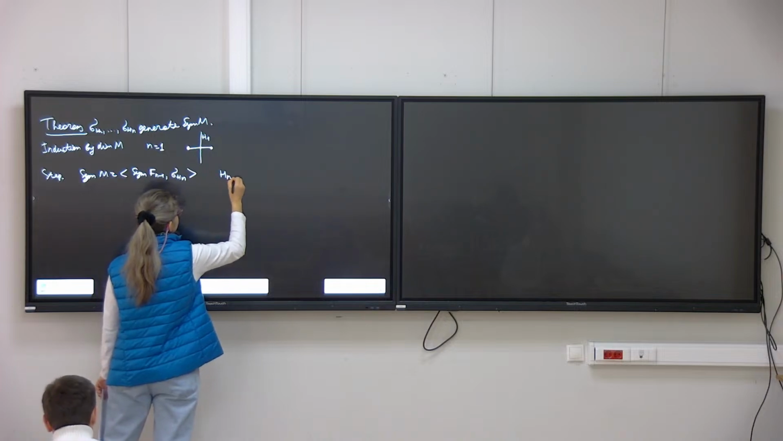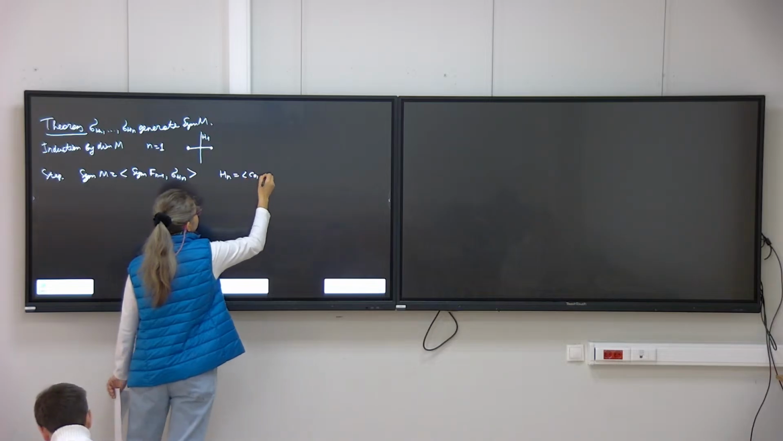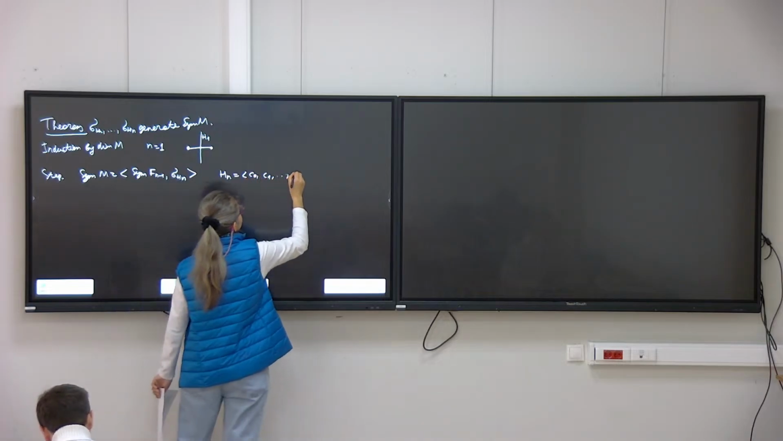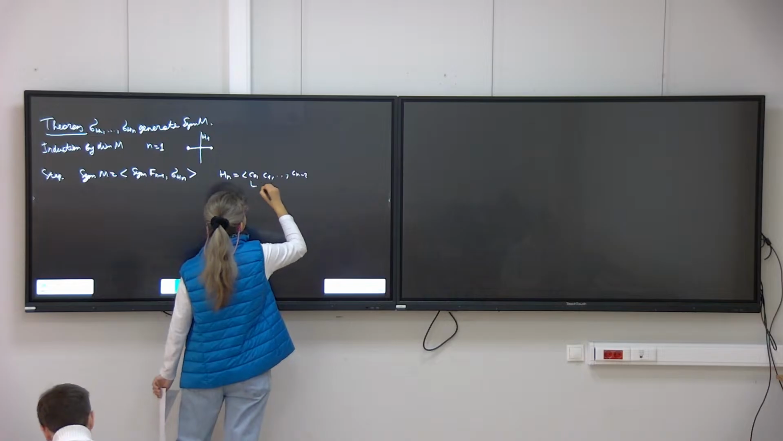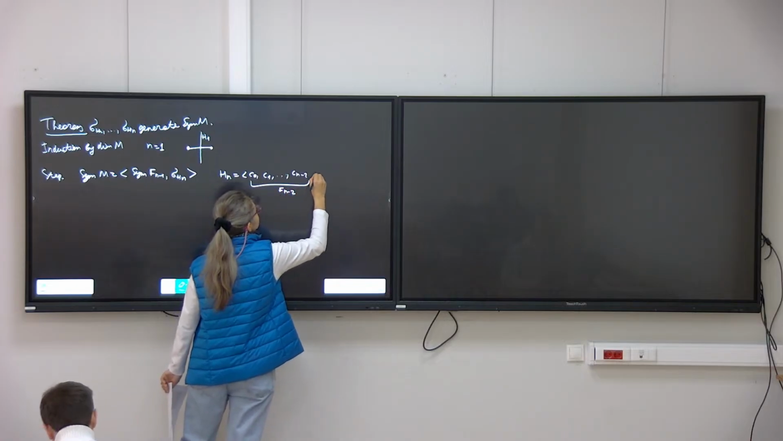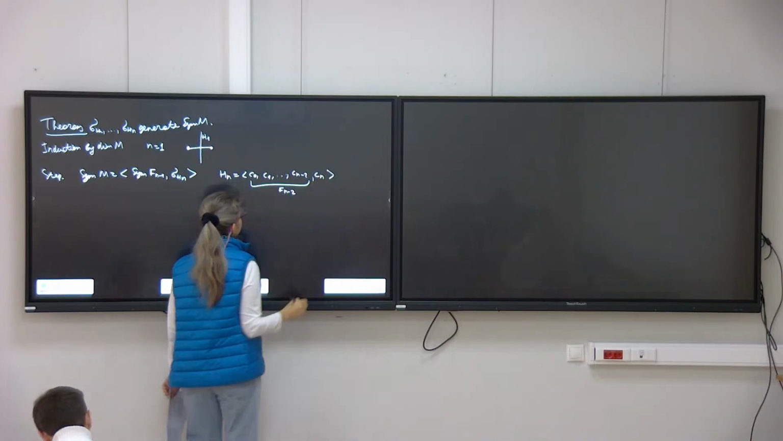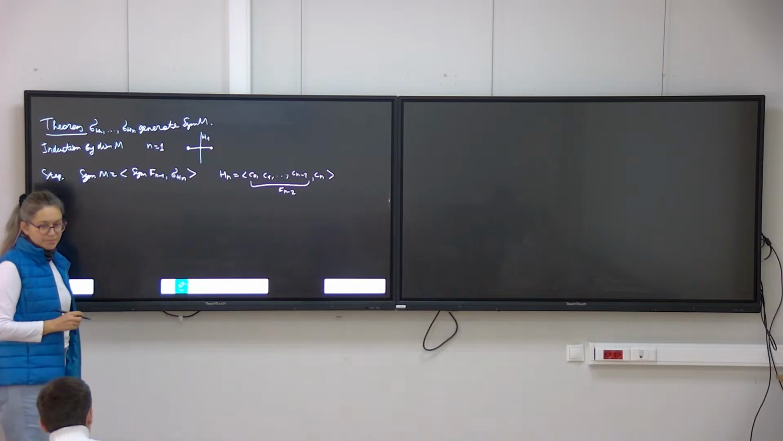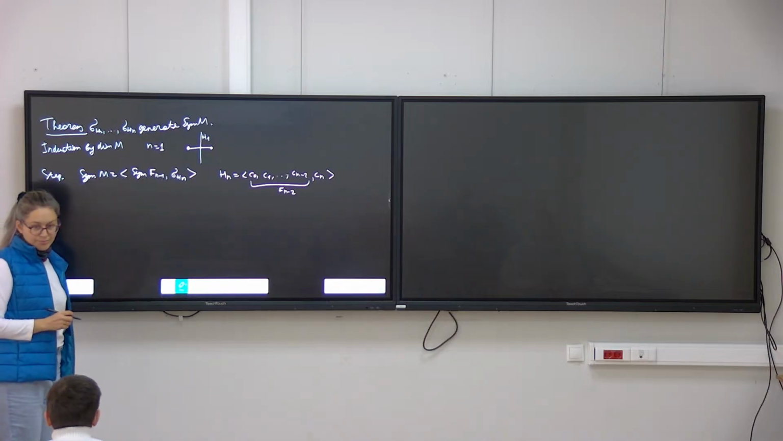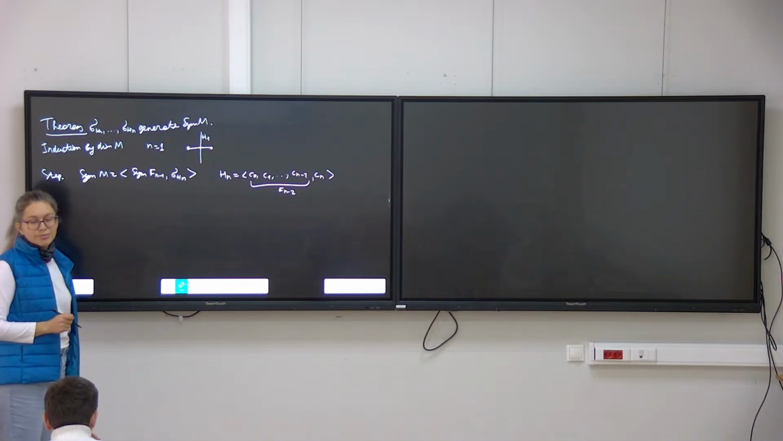So Hn contains C0, C1, etc., up to Cn-2, which is equivalent to Fn-2, at the center of our polygon M.